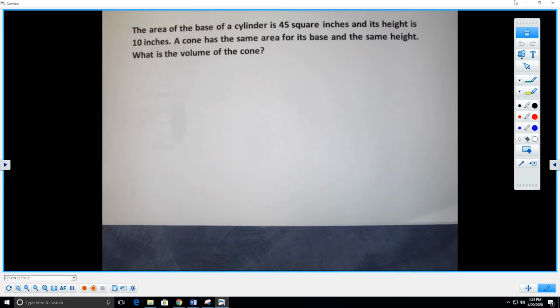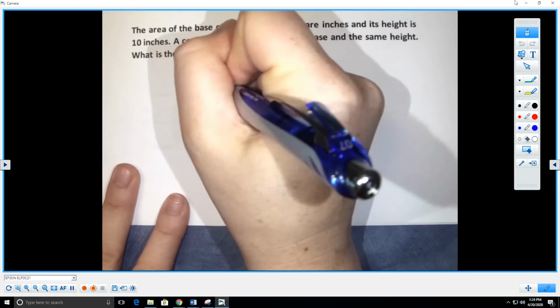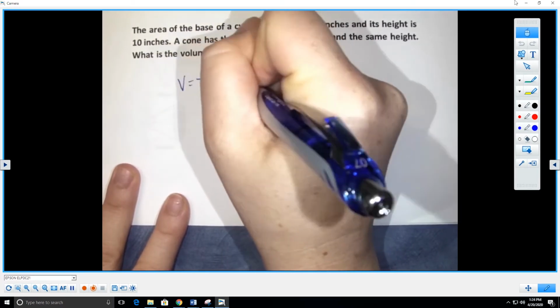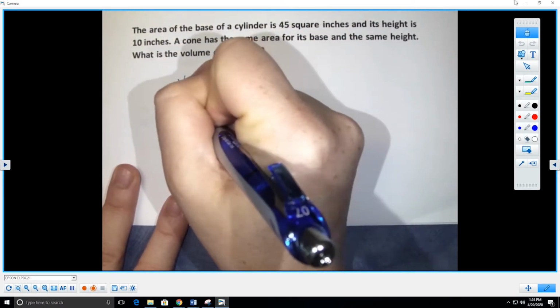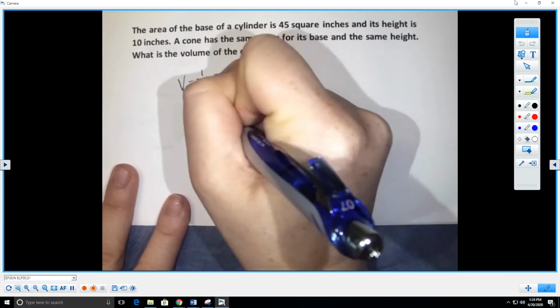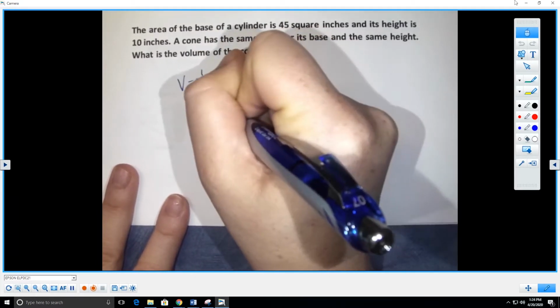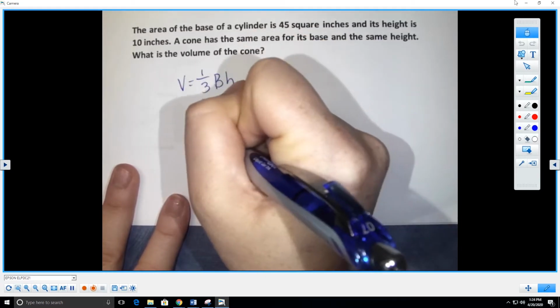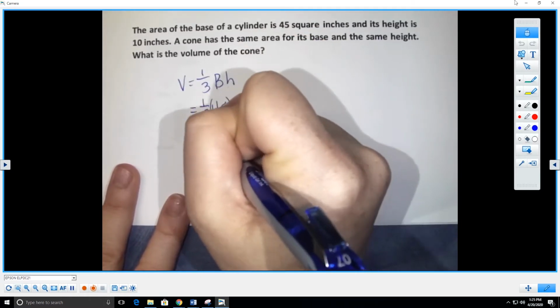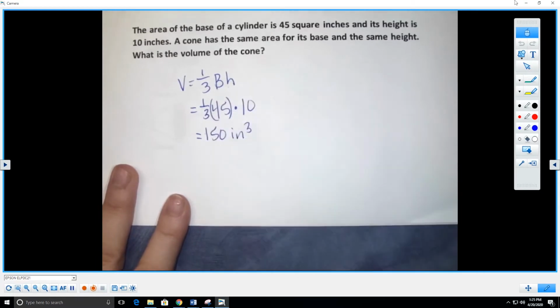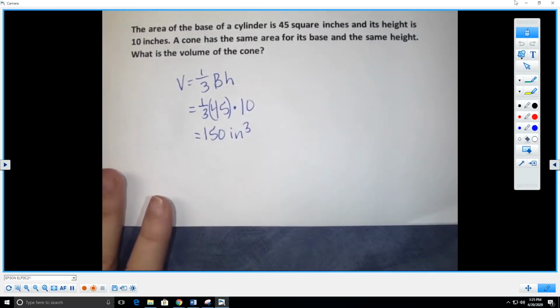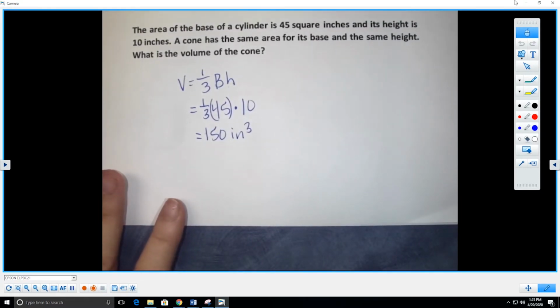The base area and height is the same for both the cylinder and the cone, so we can use the information to find the volume of the cone. So volume equals 1/3 base times height. So in this case, it's 1/3 times 45 times 10. So this would be 150 cubic inches. The volume of the cone is 150 inches cubed or cubic inches.